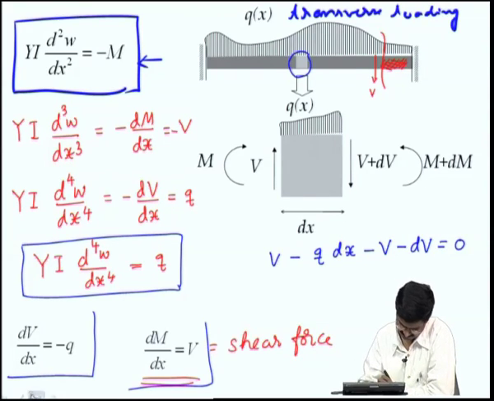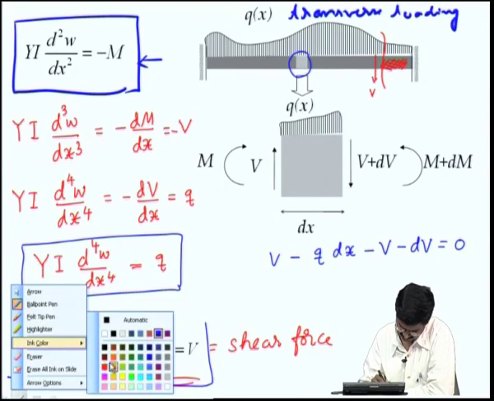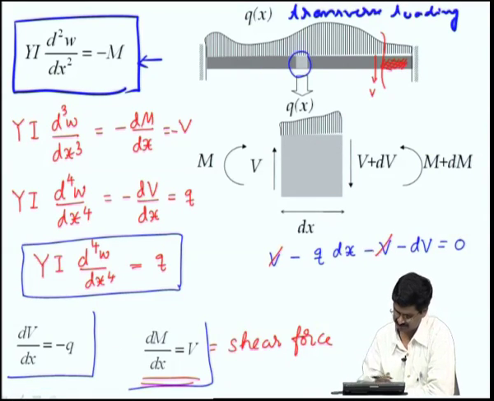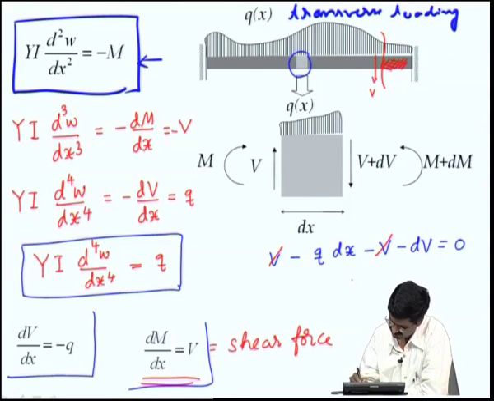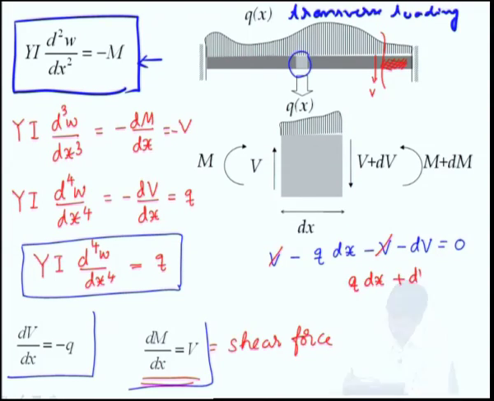So, we can cancel the V and V. Okay. So, what we get here is this relationship. What we get is q dx plus dV equal to 0, or dV by dx is equal to negative q. So, that is what we have here. Okay. Similarly, let us say we take moment about this point and consider moment equilibrium, then we get this relationship.